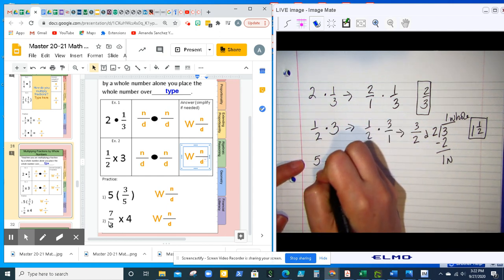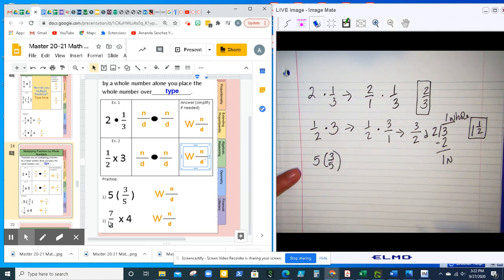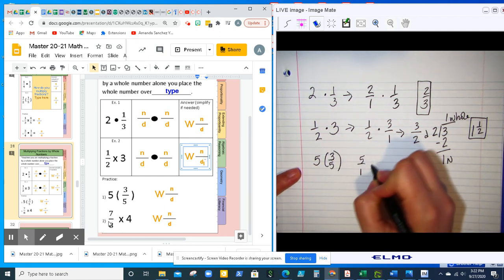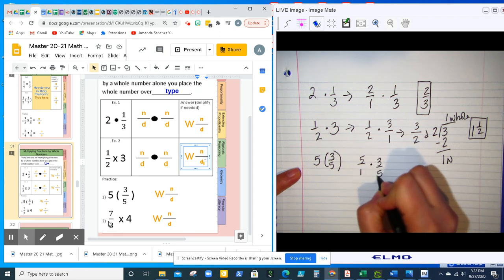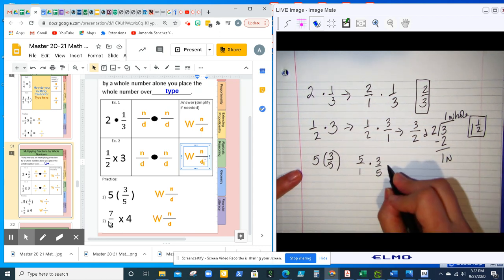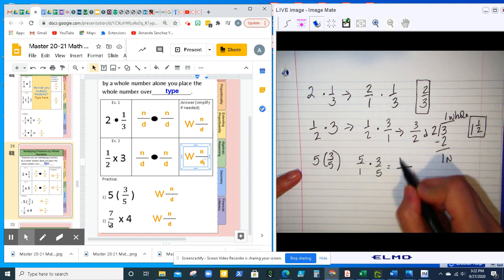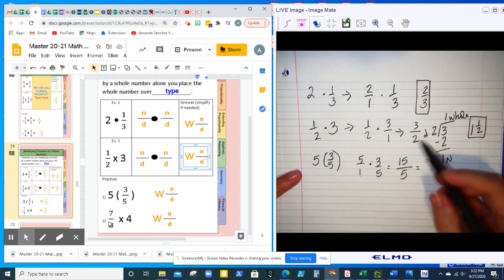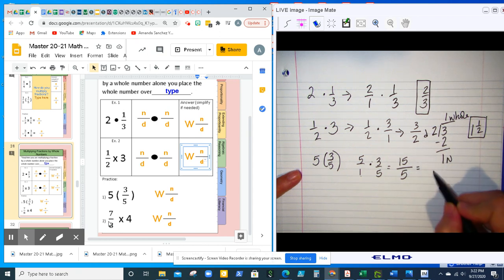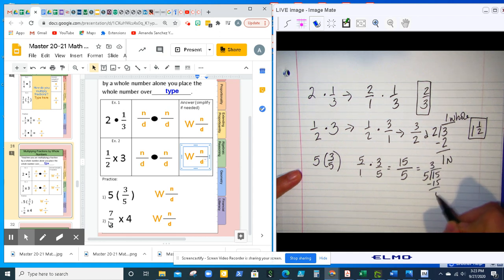So if we go ahead and multiply 5 times 3/5, you put the 5 over 1 and multiply it times 3 over 5. Multiply it across. 5 times 3 is 15. 1 times 5 is 5. And then you simplify it. 15 divided by 5. 5 can go into 15 3 times with nothing left over.